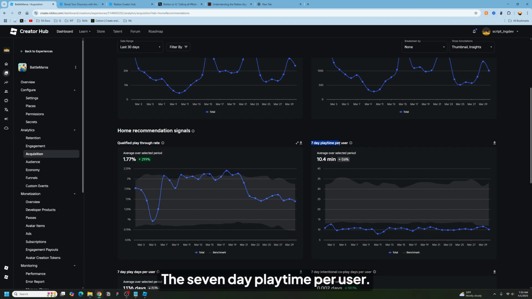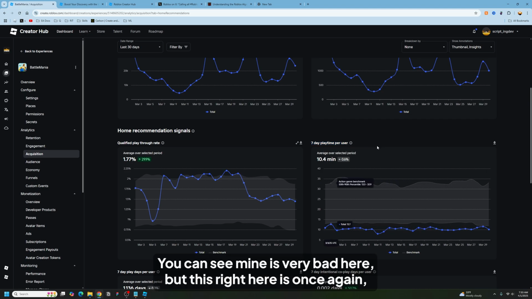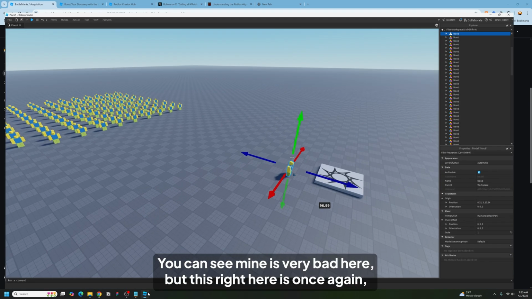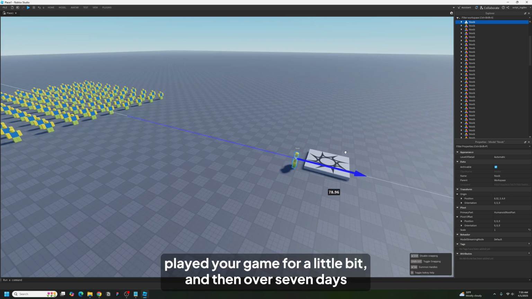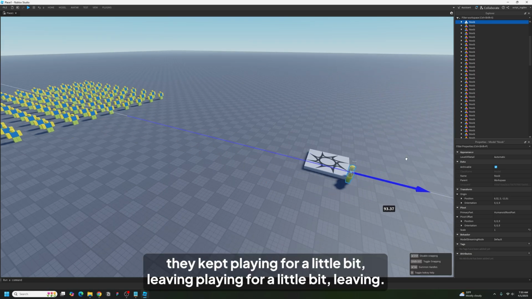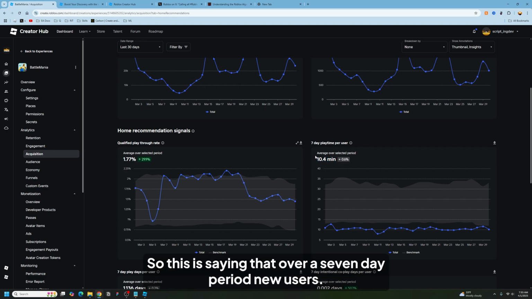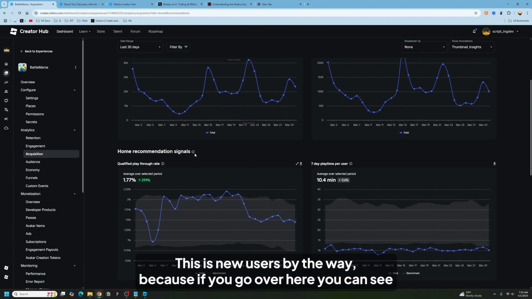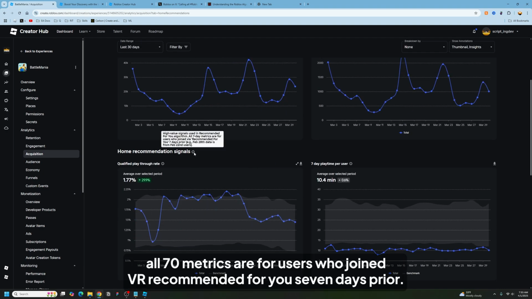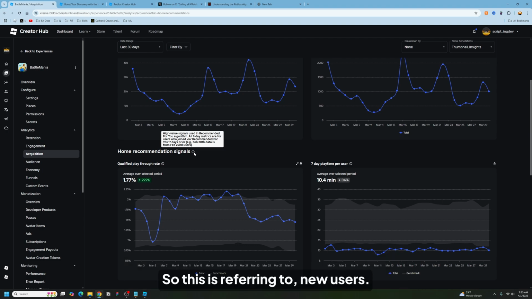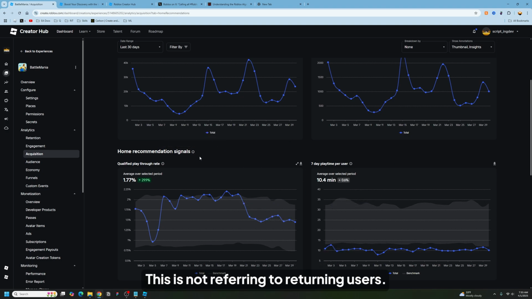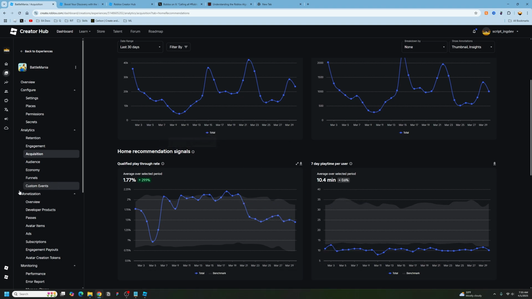And what we just talked about, the 7-day playtime per user, you can see mine is very bad here. But this right here is, once again, someone clicked your thumbnail, played your game for a little bit, and then over 7 days, they kept playing for a little bit, leaving, playing for a little bit, leaving, and then they average everything out, and you get this number right here. So over a 7-day period, this is new users, by the way, because if you go over here, you can see all 7-day metrics are for users who joined via Recommended For You 7 days prior. So this is referring to new users. This is not referring to returning users, I think, based off of what I read here.